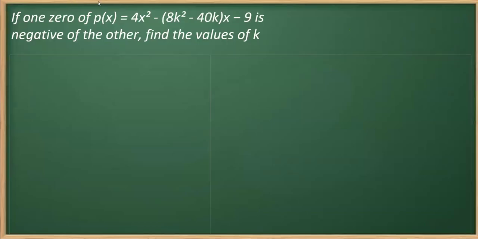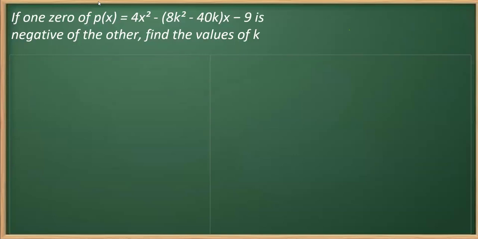This question is from the chapter Polynomials, class 10th. It says, if one zero of this polynomial p(x) is the negative of the other, we have to find the value of k. This is what we have to get. Now, what information is given? But before that, first we are going to figure out what A, B, C are, or we may first find out what it means that one zero is the negative of the other.